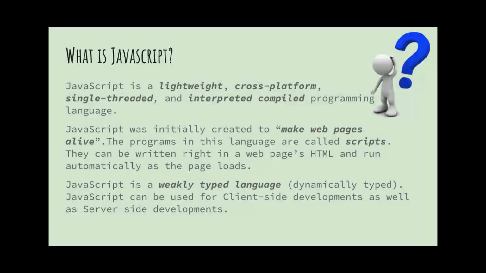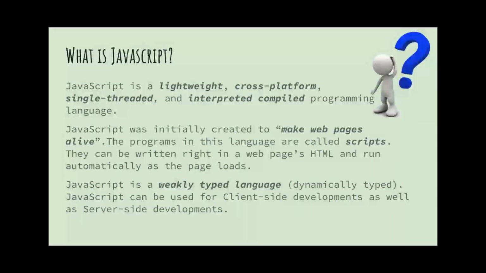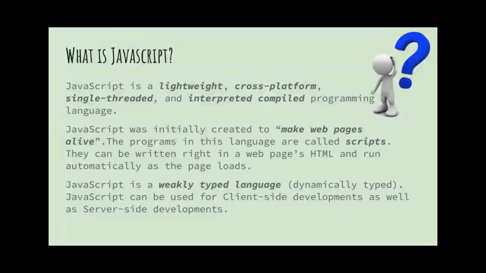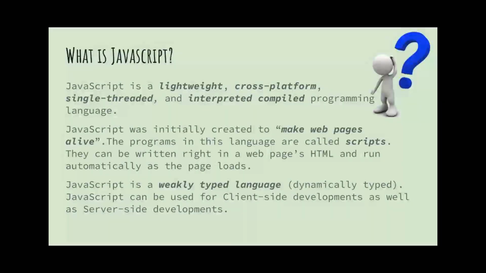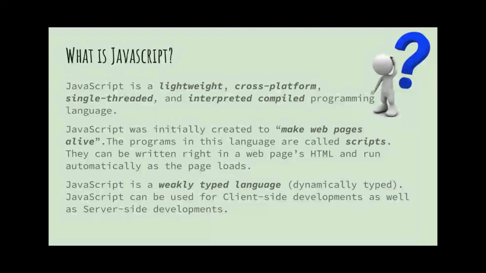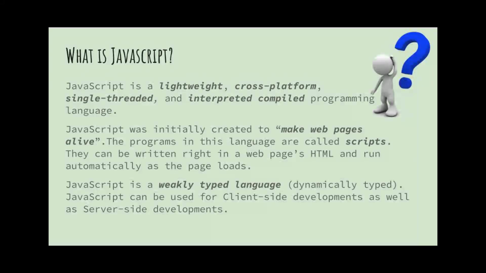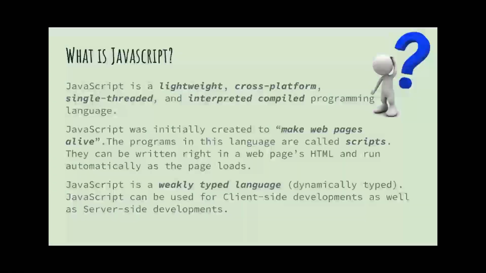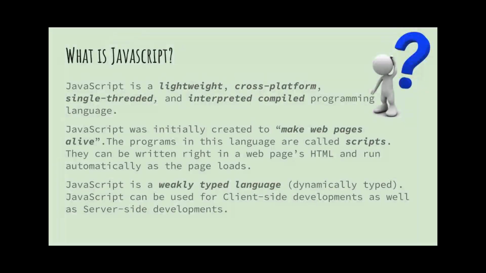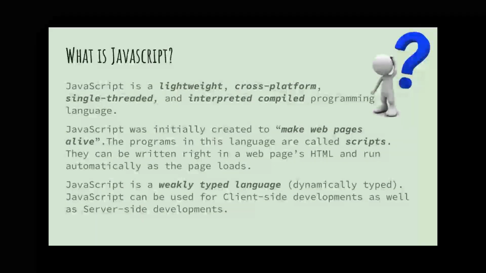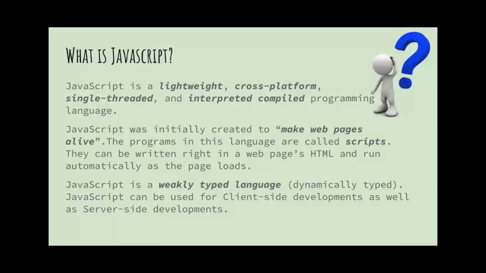Fourth, interpreted compiled language. As we all know, JavaScript code is executed line by line. This is only true in the parsing phase. In reality, the entire code is compiled once to convert it into machine-readable code before execution. Therefore, JavaScript is a just-in-time compiled language that uses an interpreter in the first phase.